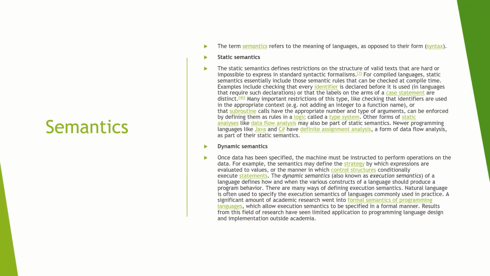Now, let's move on to dynamic semantics. Once data has been specified, the machine must be instructed to perform operations on the data. For example, the semantics may define the strategy by which expressions are evaluated for values, or the manner in which control structures conditionally execute statements. The dynamic semantics, also known as executional semantics, of a language defines how and when various constructs of the language should be executed to produce program behavior.